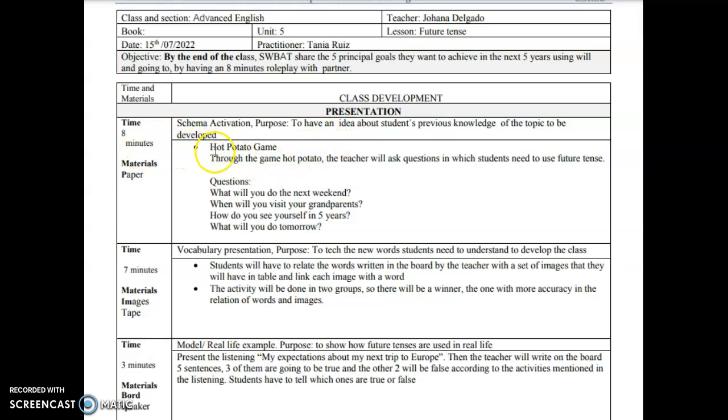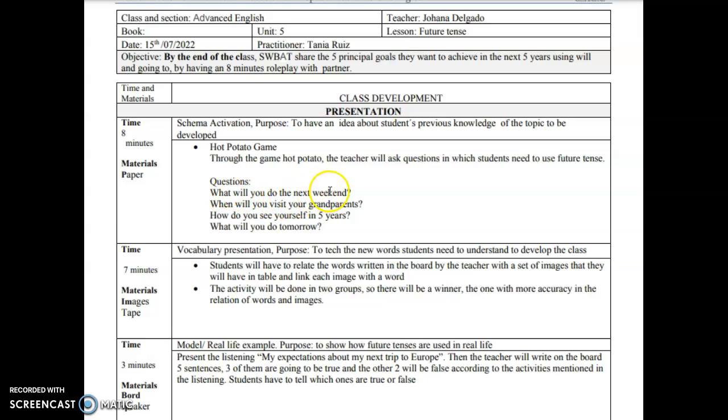So I have chosen a hot potato game, and the activity is the next one. Through the game hot potato, the teacher will ask questions in which students need to use future tense. And here I have written some of the questions that they will have to answer.